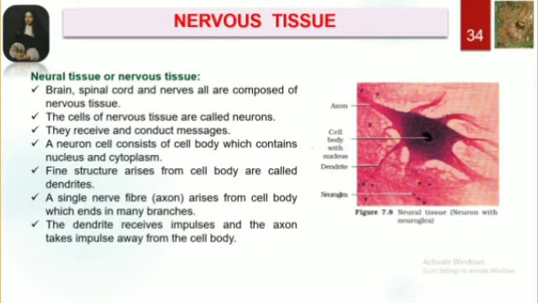A neuron consists of a cell body which contains the nucleus and cytoplasm. Fine structures arising from the cell are called dendrites. A single elongated nerve fiber, called the axon, arises from the cell body and ends in many branches. The dendrite receives impulses and the axon takes impulses away from the cell body. The two neurons are joined.